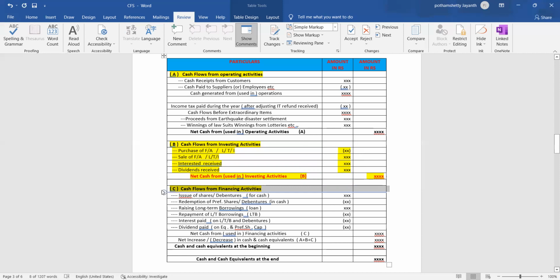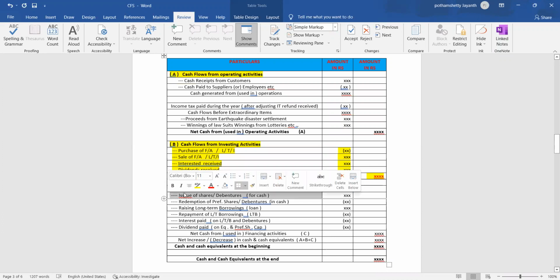Let us discuss cash flow from financing activities. Under financing activities, the first thing is issue of shares or debentures. Money is raised, and only if it is for cash do we need to consider it here. If you issue shares in exchange for an asset, it will not come in the cash flow statement. Those will be considered non-cash transactions.